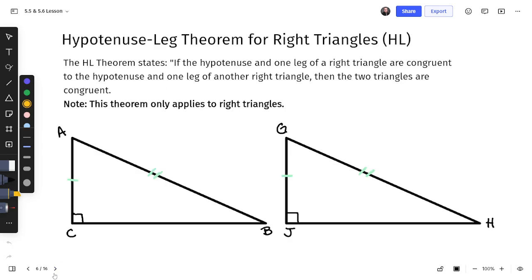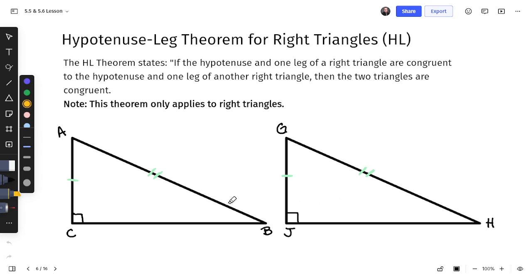And then finally, the last new theorem we'll learn about today is the hypotenuse-leg theorem for right triangles. The HL theorem states that if the hypotenuse and one leg of a right triangle are congruent to the hypotenuse and one leg of another right triangle, then the 2 triangles are congruent. However, very important note here that this theorem only applies to right triangles. You can only use this theorem if you know that there is a right angle in the triangle.